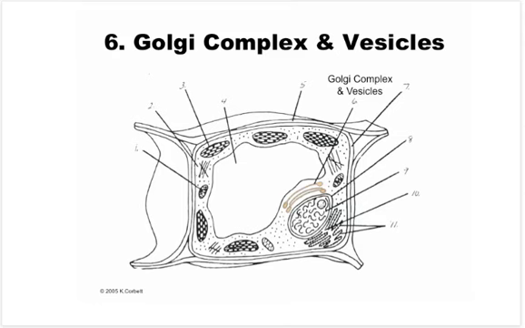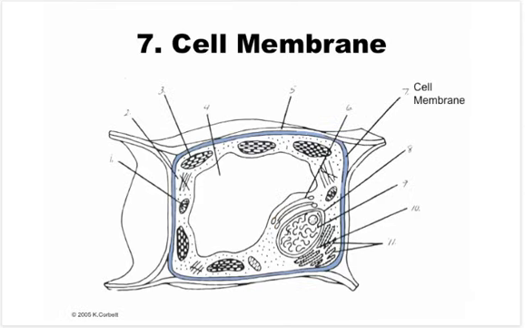Okay, going on to the next one is the cell membrane. This is the one that I told you not to color before. So now you're going to be coloring in just this inside membrane on the inside here.